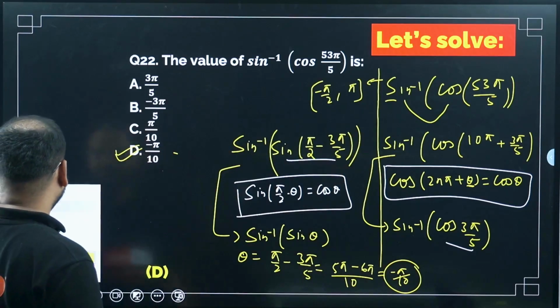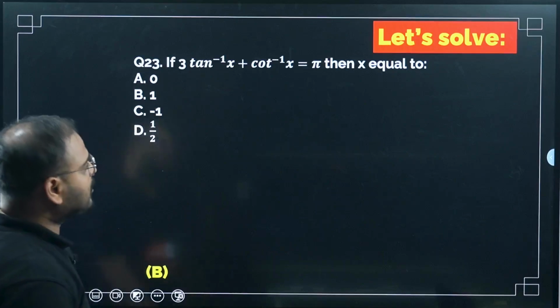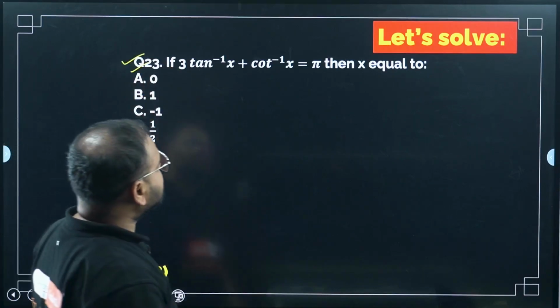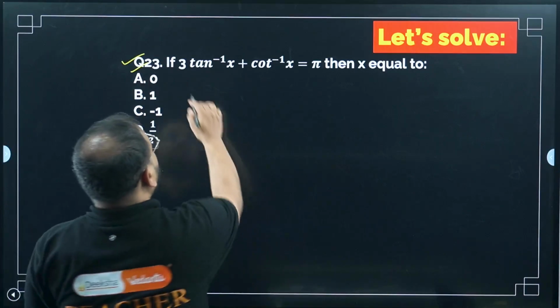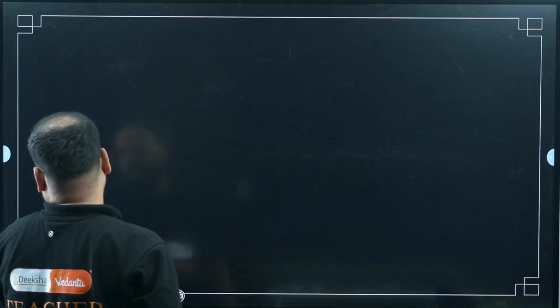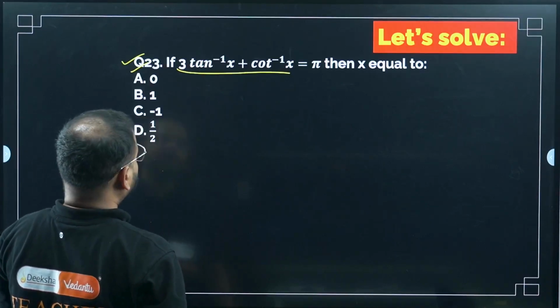Okay, let's move on. This question, 3 tan inverse x plus cot inverse x, this is a very good question actually. 3 tan inverse x plus cot inverse of x equals pi. This is the given condition. Find the x value. Excuse me. Let's solve it from here.